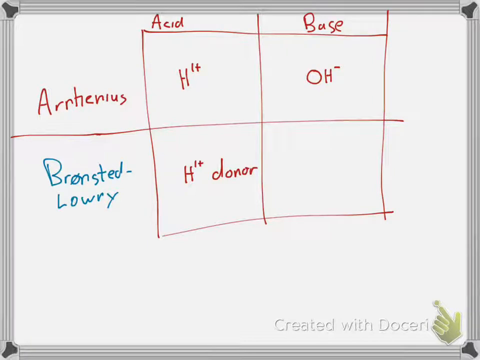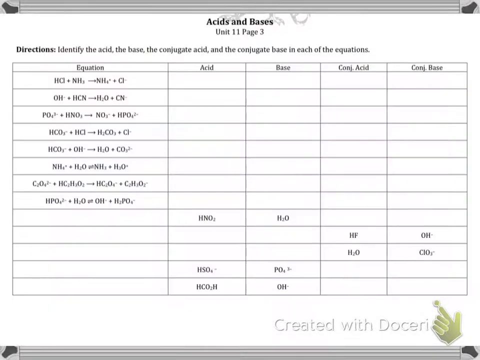A Bronsted-Lowry base is a hydrogen ion acceptor. And so in this situation, a Bronsted-Lowry base accepts a hydrogen. And so we're going to take a look at an example of this. If you take a look, this is again page 10 of the PDF. I know it says page 3 right there, but it's page 10 of the PDF.